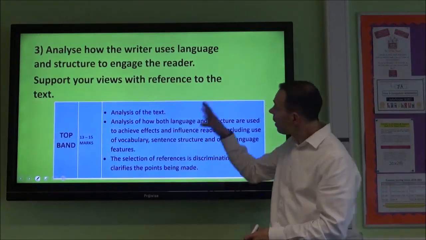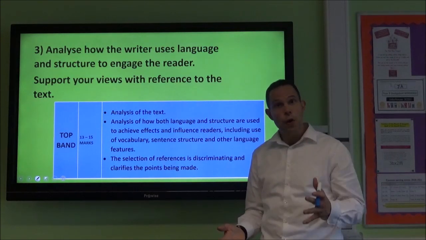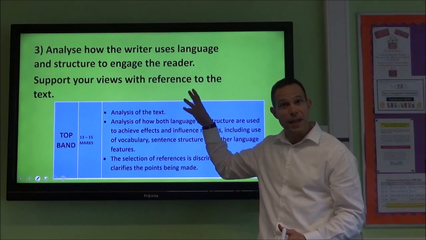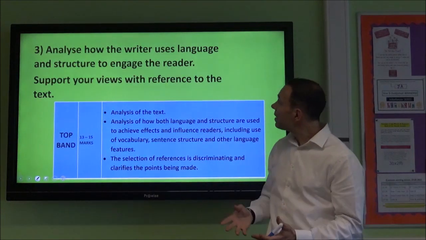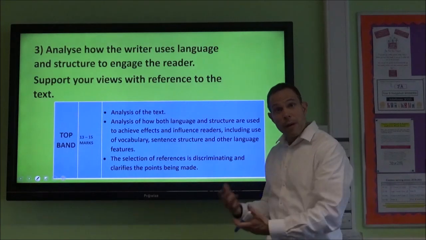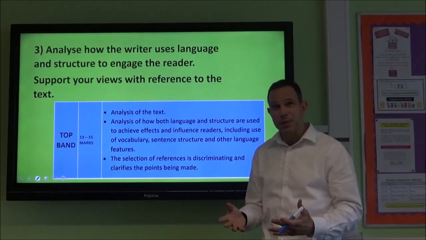Before we do that though, let's have a look at the question. Now the good news is, the question is a cut and paste job. They just tonk the same question into the paper year after year after year, certainly for paper 2. And here we are. Analyse how the writer uses language and structure to engage the reader. Now, the question might be framed differently for paper 1, question 3, but it's the same skill set.